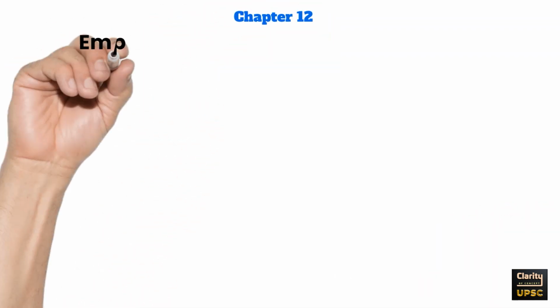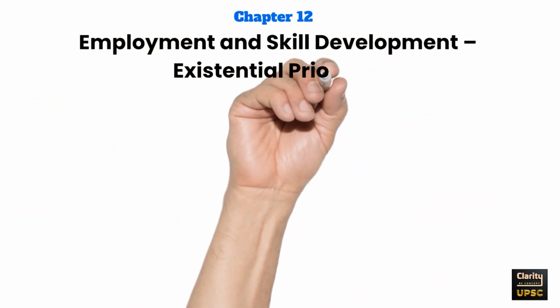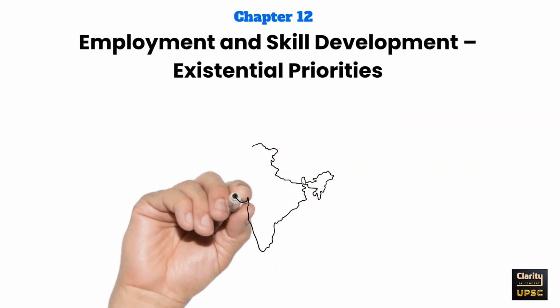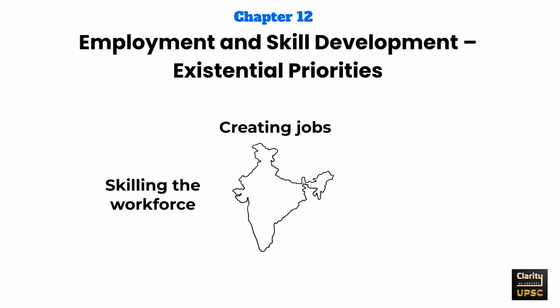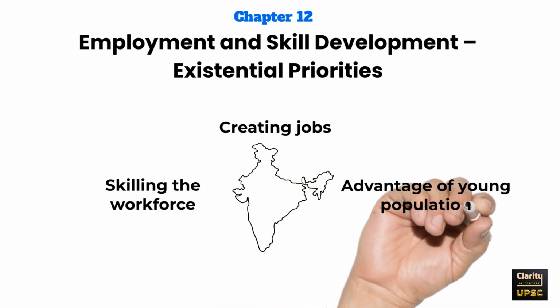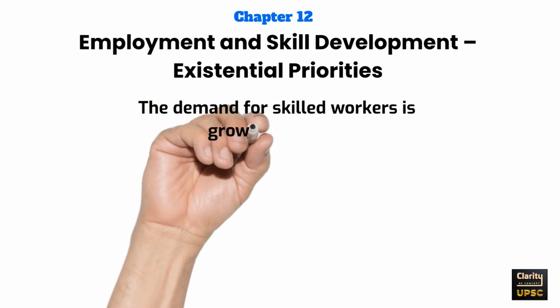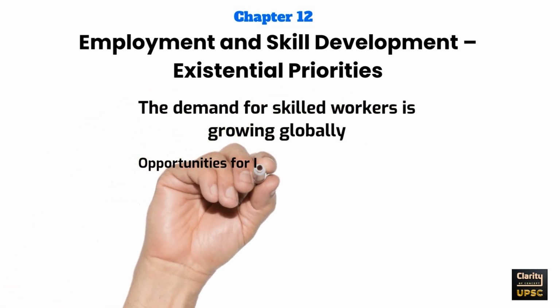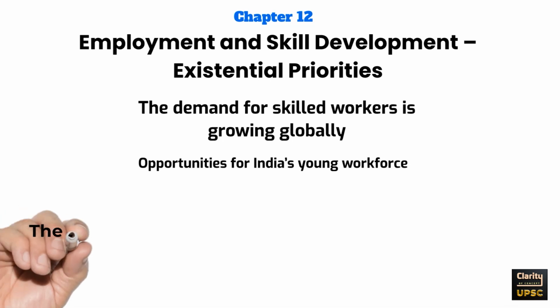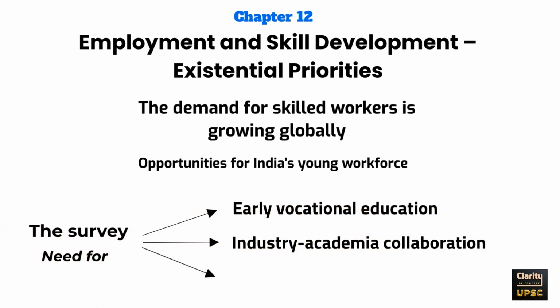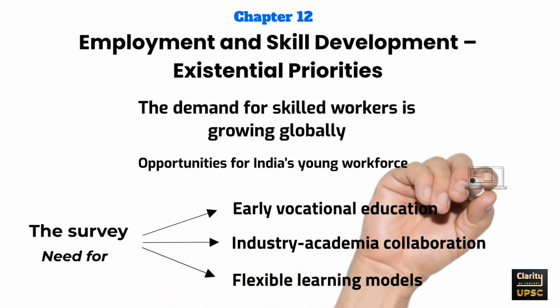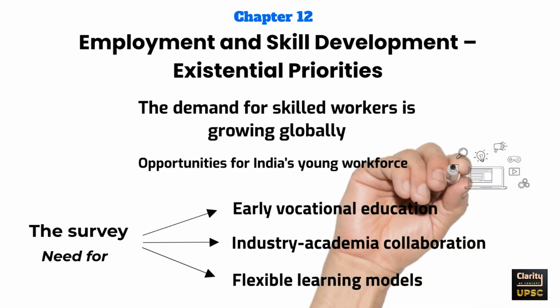The 12th chapter is Employment and Skill Development: Existential Priorities. It talks about how India is creating jobs, the importance of skilling the workforce, and how India can take advantage of its young population in a changing job market. The survey notes the demand for skilled workers is growing globally, presenting opportunities for India's young workforce. There is a need for early vocational education, industry academia collaboration, and flexible learning models to prepare the workforce for emerging job markets in AI, automation, and sustainability.